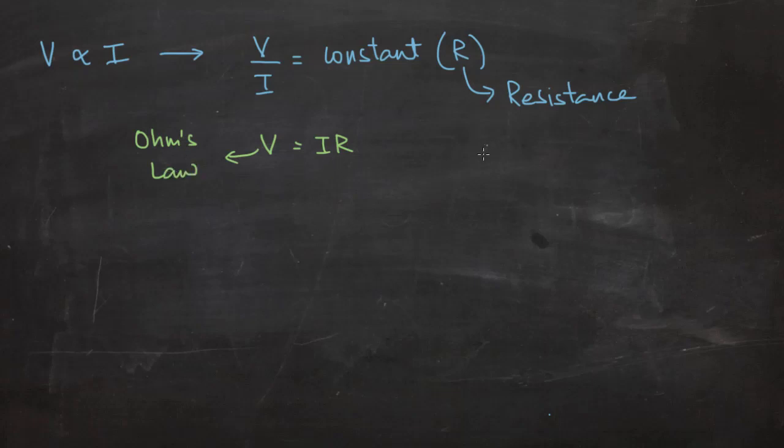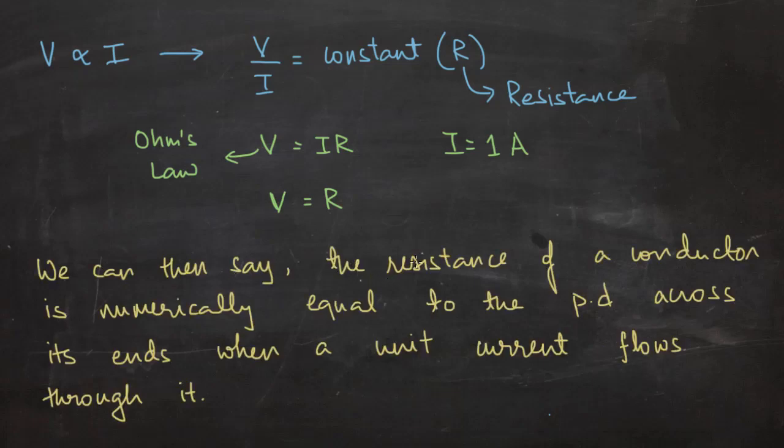If the current I in the circuit is 1 unit, that is 1 ampere, the resistance of the conductor in the circuit would be numerically equal to the potential difference across that conductor. We can then say that the resistance of a conductor is numerically equal to the potential difference across its ends when a unit current flows through it.